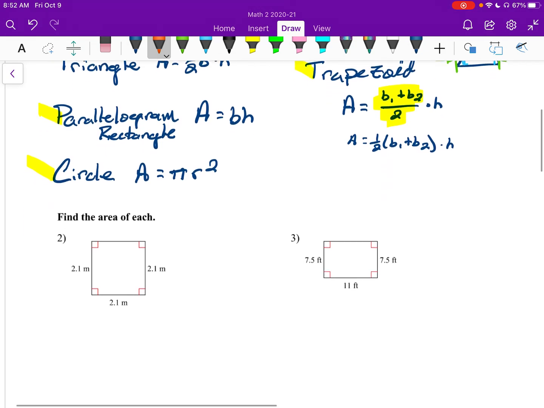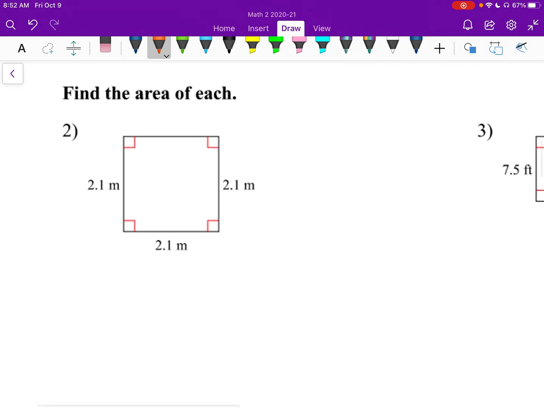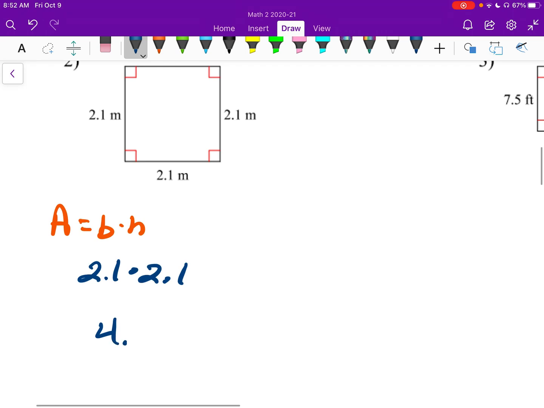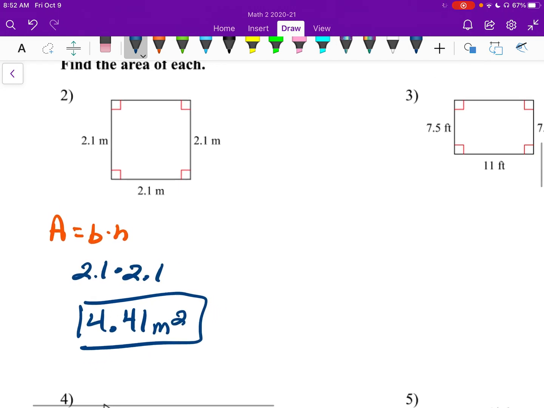All right, let's look at number 2. Number 2, find the area of each. So number 2, this is a parallelogram. It's also a rectangle and a square. And our area formula is base times height. So in this case, it's going to be 2.1 times 2.1, which will give me something, 4 point something. 2.1 times 2.1 is 4.41. And area, whenever we go to our units, area is always listed as squared, so we're going to have meters squared. There we are.